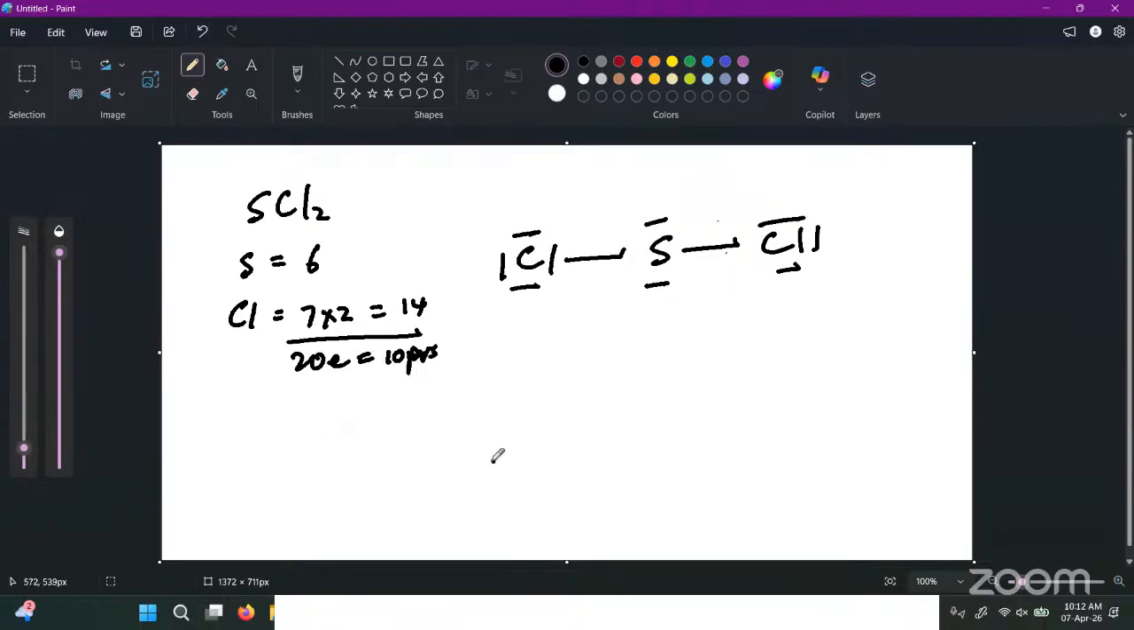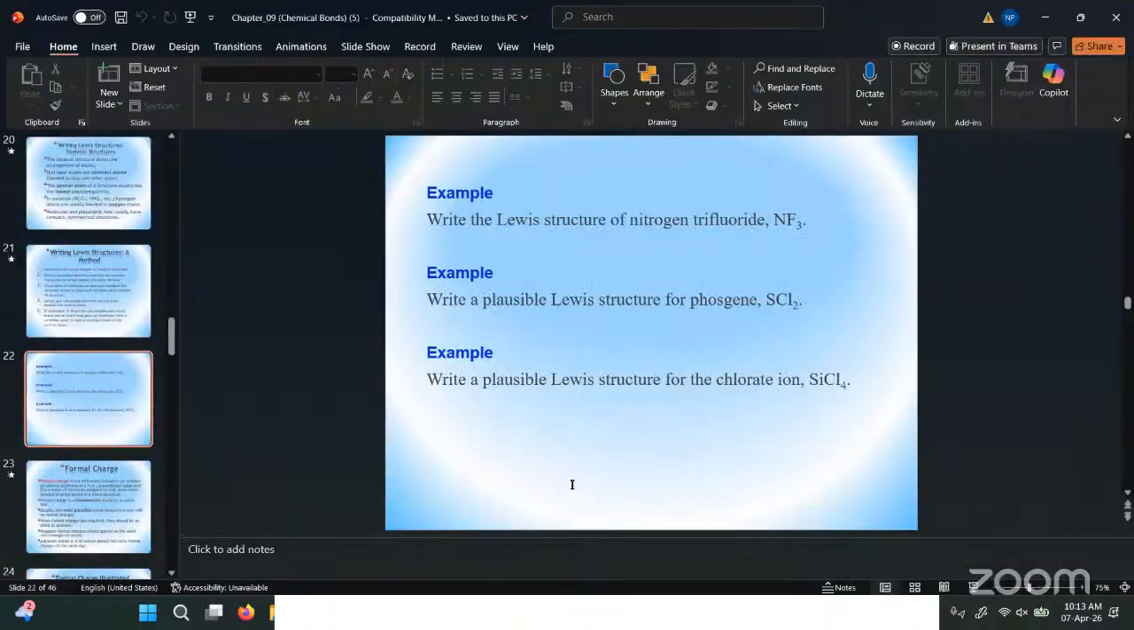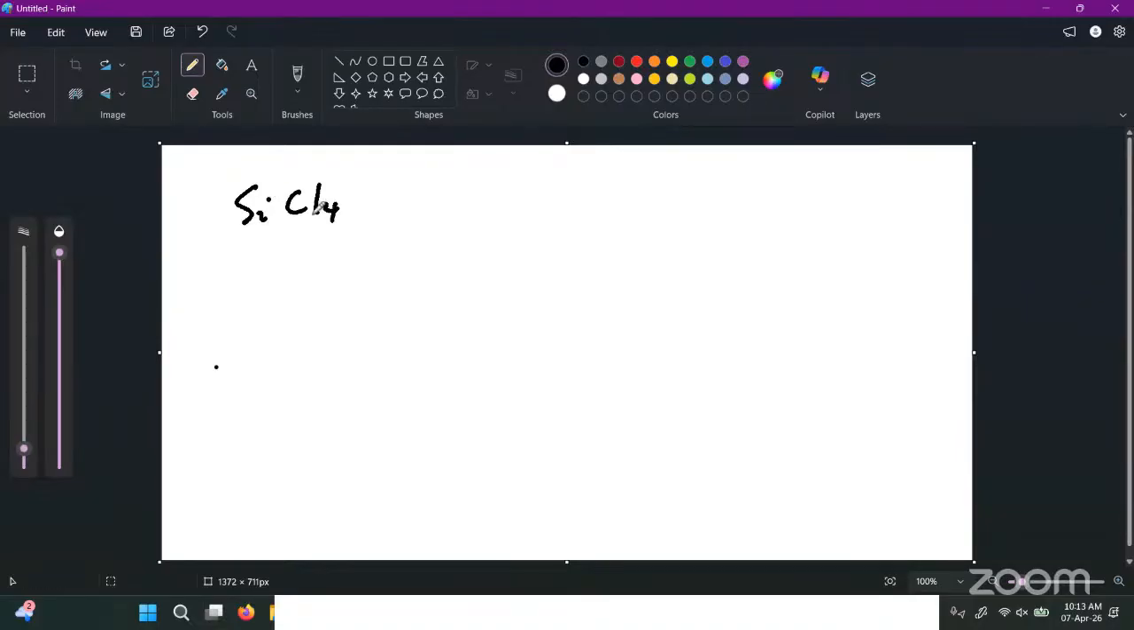Any questions about this one? Any questions? All right. Let me clear this. And what's the next one? Next one is, okay, silicon tetrachloride, SiCl4. Okay, so based on what we did on the previous 2 examples, what's the first step?